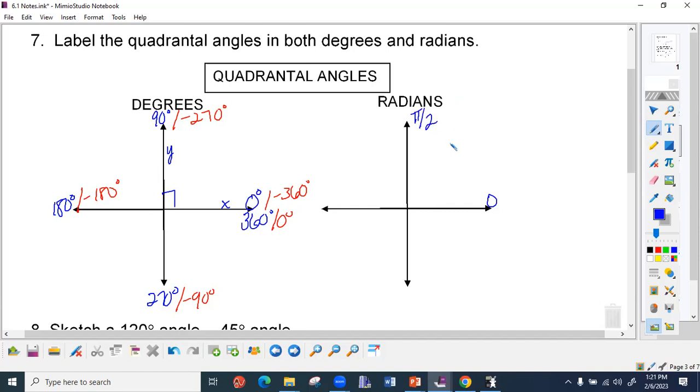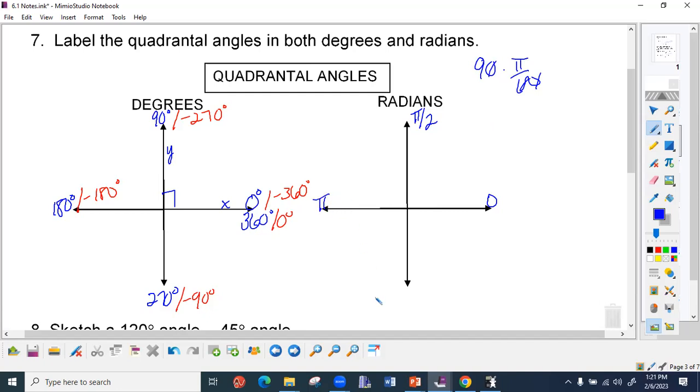Does that make sense? It's a half times pi. We have 90 over 180. Do we need to see it? Nope. It's 90 times pi over 180. And what happens? What's 9 over 18? 1/2. Okay. All right, here we're at 180 degrees. What is 180 degrees as a radian? 1 pi.